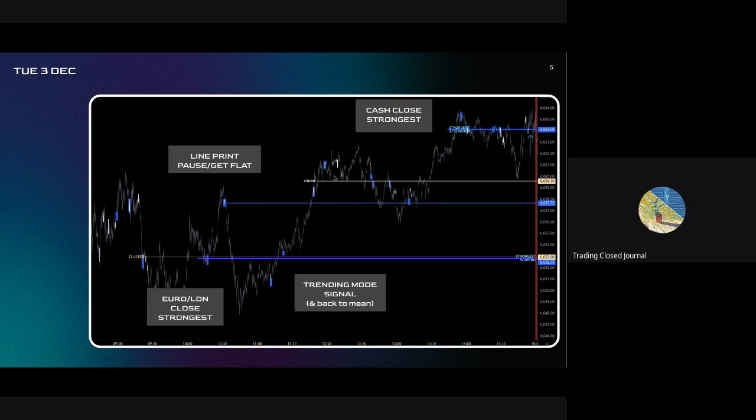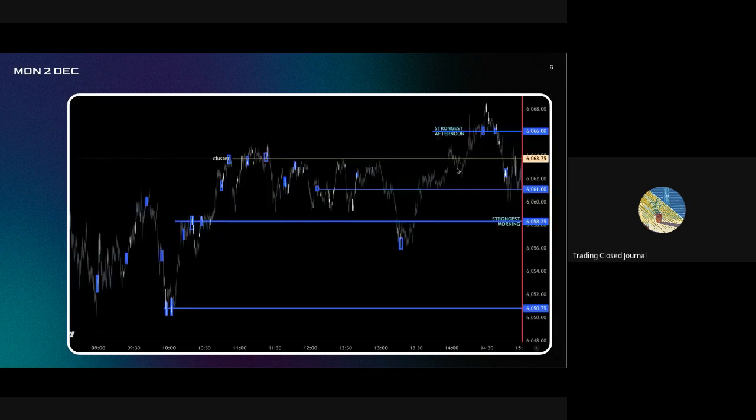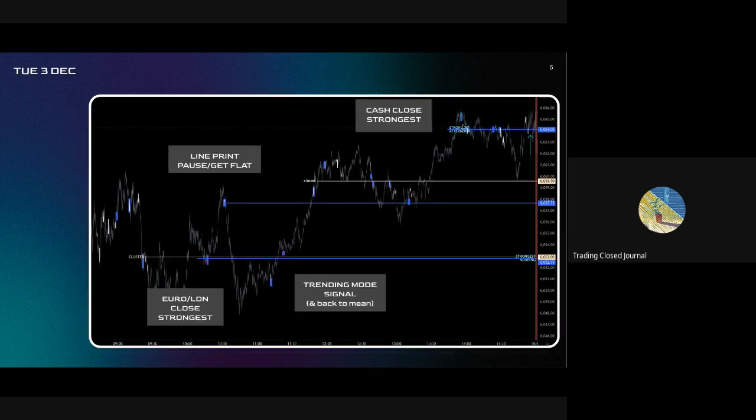There's a nice little cluster line here, I suppose, which gave us a chance to pause. Some of us took profit there, some didn't and held on. We got a little bit of a retest again of these lines because they seem to be important. And then we moved up towards the strongest of the afternoon, which you can see right there, a little bit before 2 o'clock.